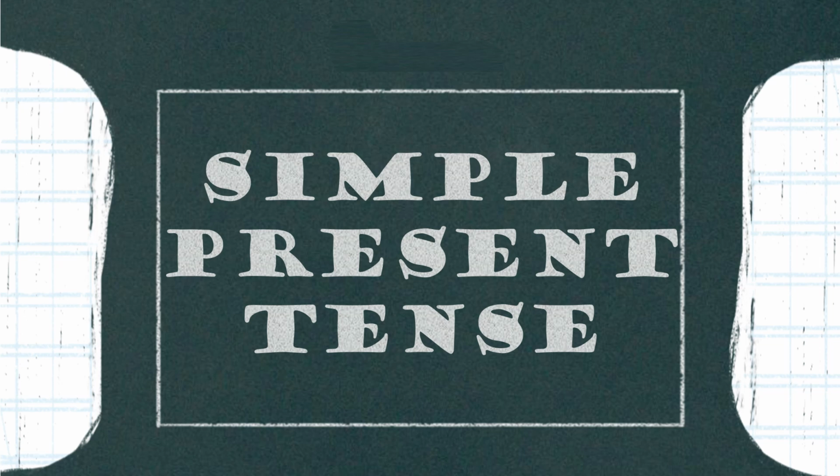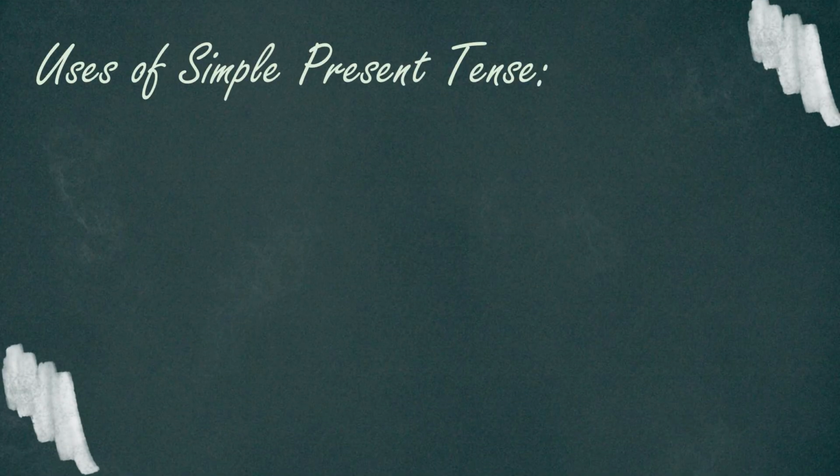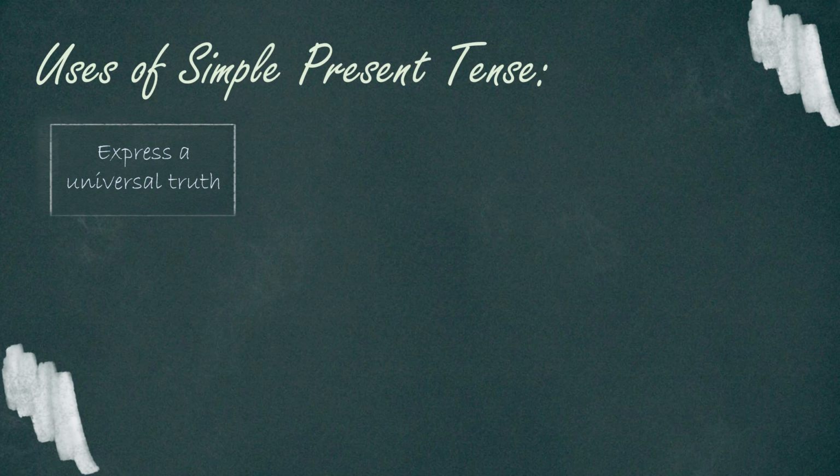We are going to discuss each of the forms, and we begin with simple present tense. The example here: Lena eats noodles for lunch. Now you will see it suggests a habitual action, that is, she eats noodles for her lunch. The uses of simple present tense: it is used to express a universal truth. A universal truth means a universal fact which we cannot change depending on the tense. The example is the earth is round.